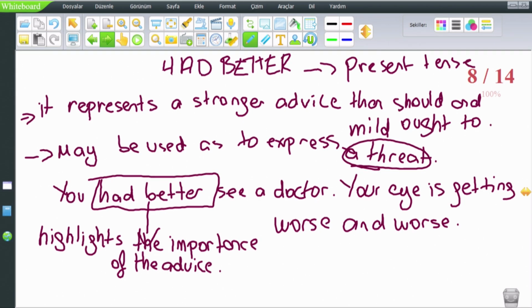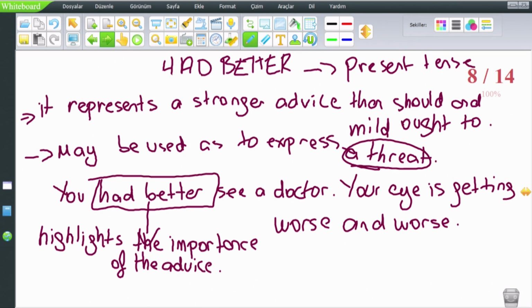Then we have talked about had better, which is different from should and ought to. This one is the strongest advice. It represents a stronger advice than should and ought to. And there is one more use of it. It can also be used to express a kind of threat. You had better see a doctor, your eye is getting worse and worse.